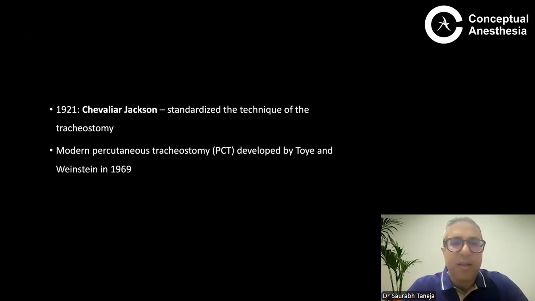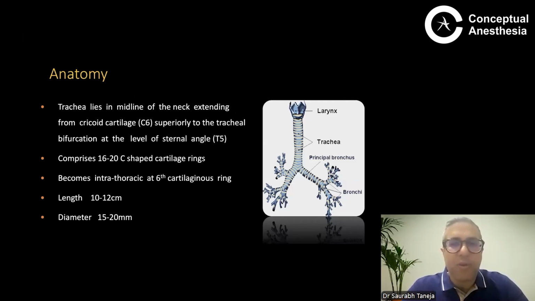It started in 1921 when Chevalier Jackson standardized the technique of tracheostomy, whereas the modern percutaneous tracheostomy that we practice in critically ill units was developed by Toy and Weinstein in 1969. These are the two names you can remember related to tracheostomy. Most important while doing a tracheostomy is to know the anatomy.